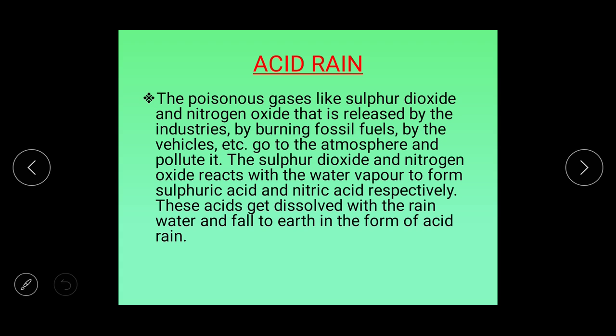Now I am coming to the most important effect of air pollution, that is acid rain. The poisonous gases like sulfur dioxide and nitrogen oxide that are released by the industries by burning fossil fuels, by the vehicles, etc., go to the atmosphere and pollute it. The sulfur dioxide and nitrogen oxide react with the water vapor to form sulfuric acid and nitric acid respectively. These acids get dissolved with the rain water and fall to earth in the form of acid rain.